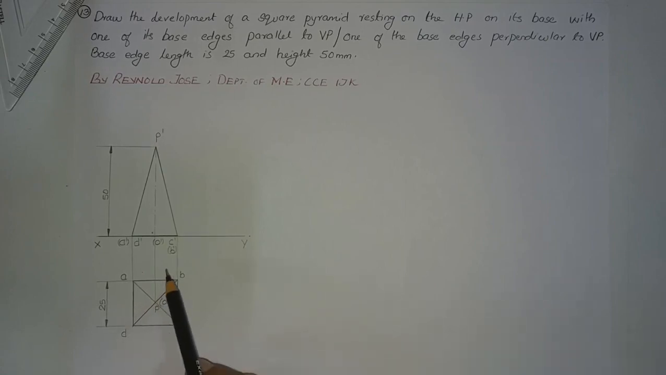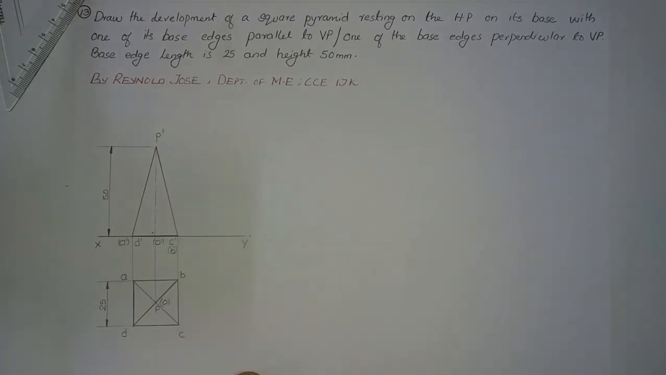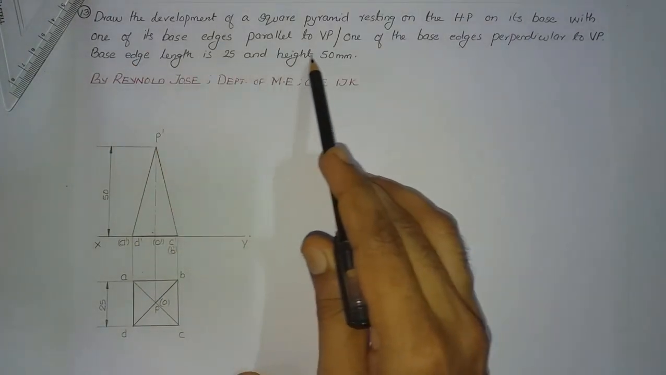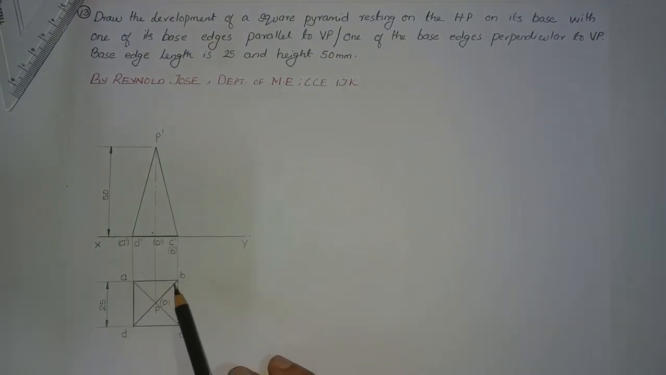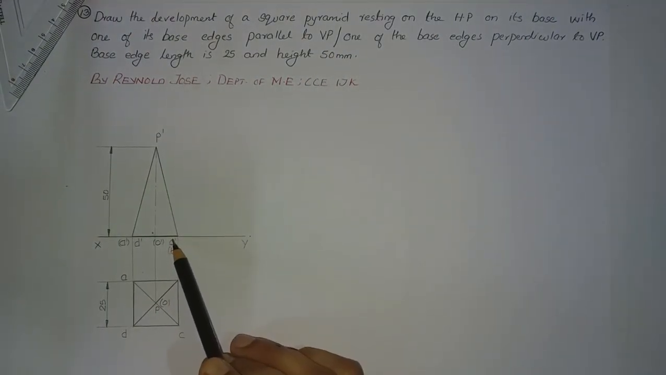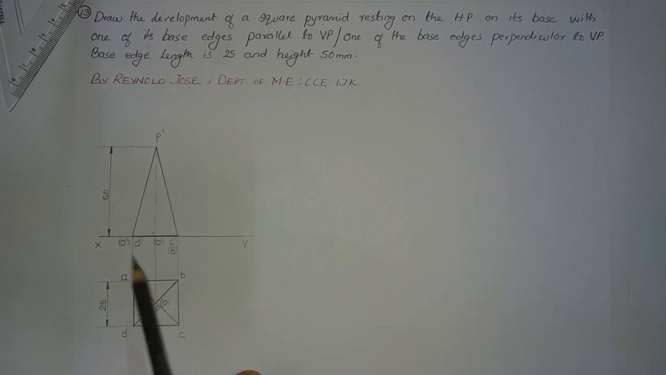So that is why I have already drawn a simple front view and a simple top view. As it is resting on the horizontal plane on its base, in the top view you will be able to see it as a square along with two diagonals, and in the front view the outline will be a triangle. So here, as per the question, one of its base edges is parallel to VP. If you consider base edge AB, this is parallel to VP. Parallel to VP means parallel to the XY line in the top view. So DC is also parallel to the XY line.